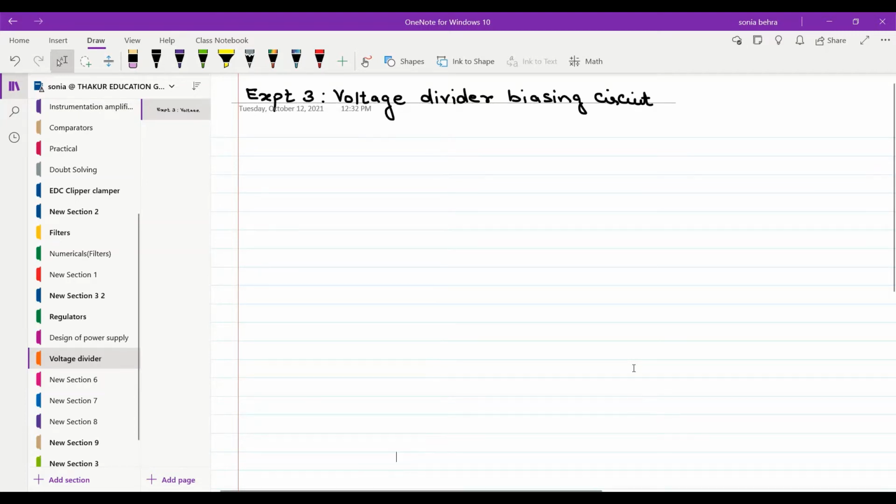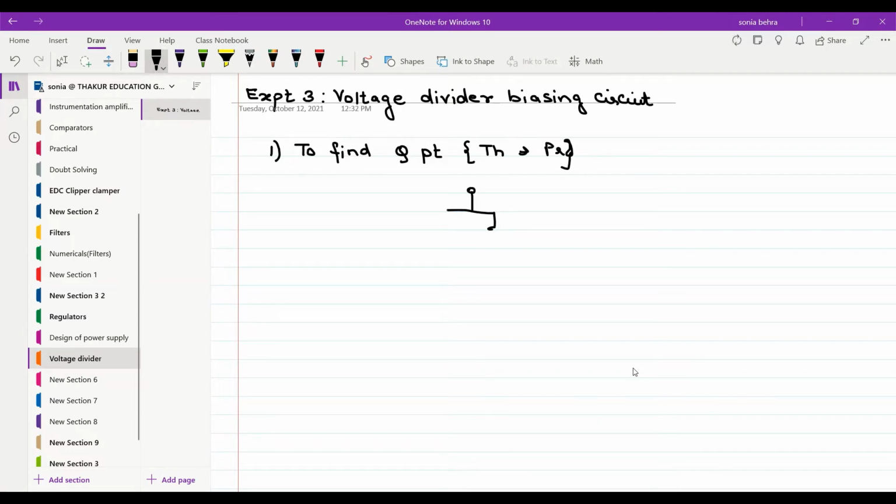Today's practical, we will be seeing voltage divider biasing circuit. The aim of this practical is to find the operating point, that is the Q point, both theoretically and practically. So let us first draw the circuit. So your voltage divider circuit is this.